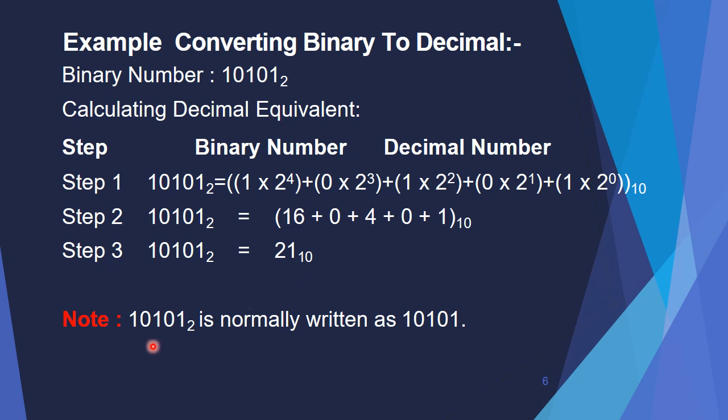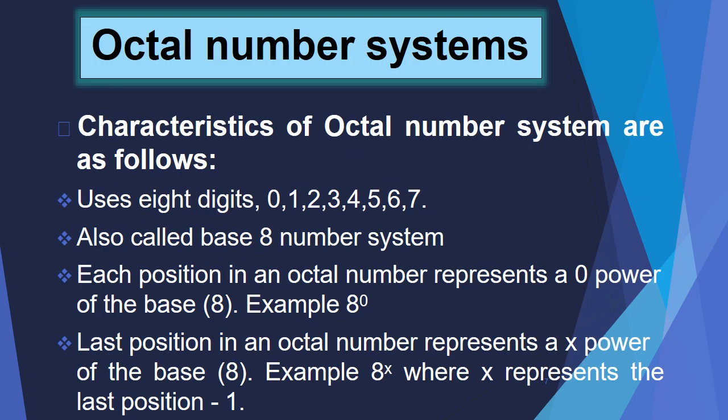This 10101 to the base 2 is normally written as 10101. Next is the octal number system. Now what are the characteristics of the octal number system? The octal number system uses 8 different digits. The base of the octal number system is how much? 8. And which digits are used in this? 0, 1, 2, 3, 4, 5, 6 and 7.